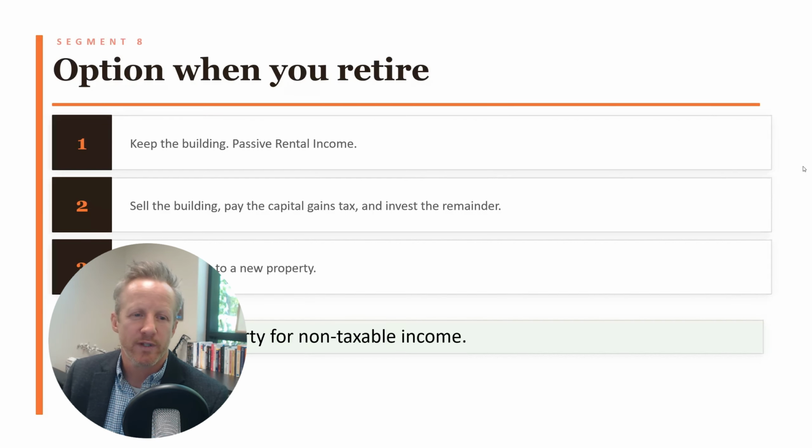Okay, so options when you retire: number one, keep the building for passive rental income. Option two, sell the building, pay the capital gains tax, and invest the remainder somewhere. And option number three, you do a 1031 exchange into a new property. It doesn't have to happen right when you sell, but sometime in your retirement, you have all three of those options. And if you are watching my screen, like it says there on the bottom, you could borrow against that property for non-taxable income.